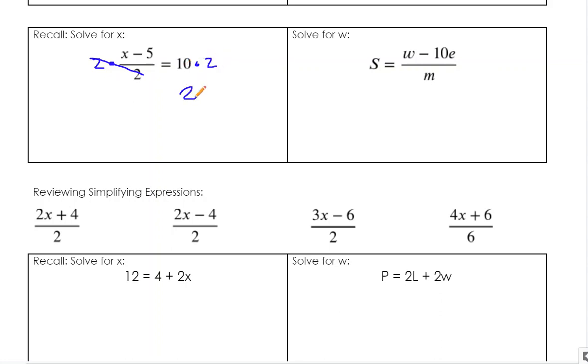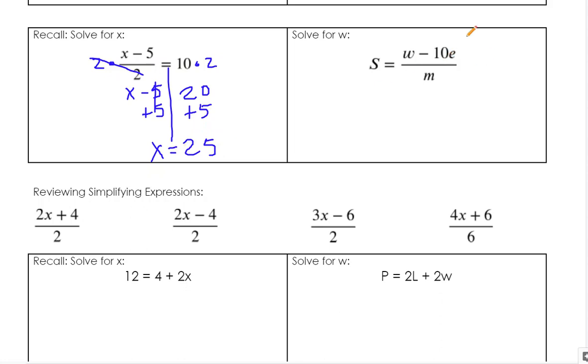10 times 2 is 20. All right, and then on this side, I'm left with x minus 5. So if I wanted to get x by itself, I would have to do a plus 5, right? To get rid of these and leave me with x. And I would do the same thing over here, plus 5. 20 plus 5 is 25.